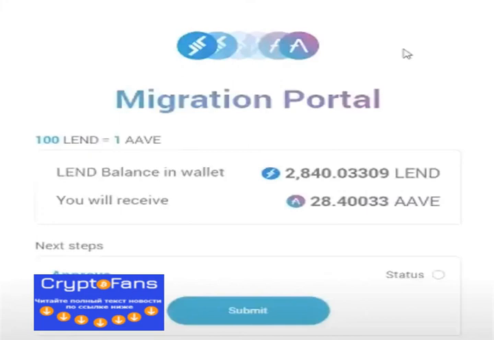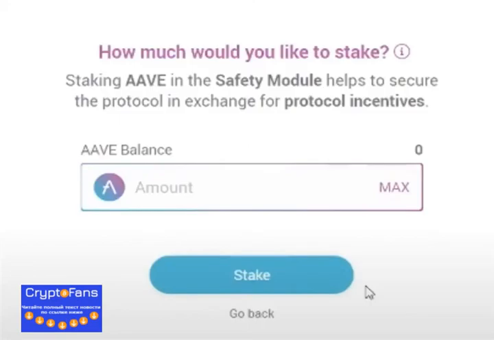Staking module. In addition to access to community governance, another reason you'll want to migrate your tokens is because it grants you access to the staking module. The staking is detailed in the Aavenomics paper, but briefly, the safety module is a staking mechanism of AAVE tokens to act as an insurance against shortfall events.